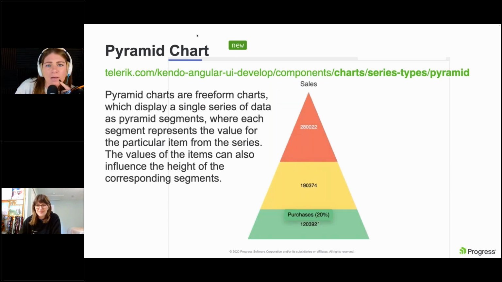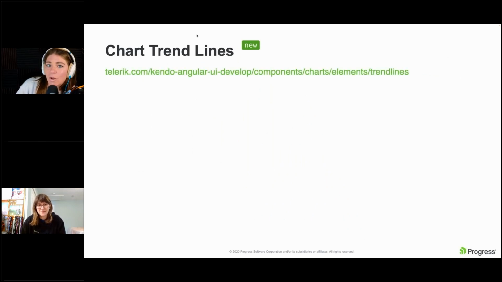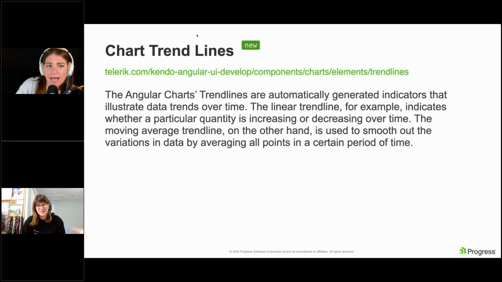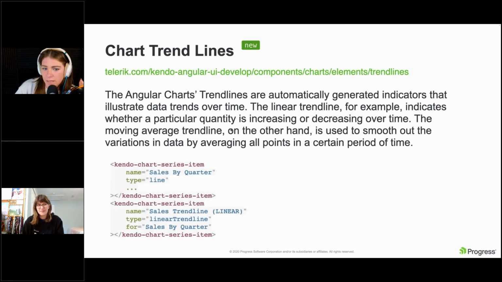All right. So those are our two new components. We also have some bigger features that are very exciting. Chart Trendlines. So the Angular charts have trend lines now that are automatically generated. It's an indicator that is showing the data trends over time, because often, with vast amounts of data across a scatter plot or whatever chart you have, it's quite intense to see the average. And so this trend line is very exciting.